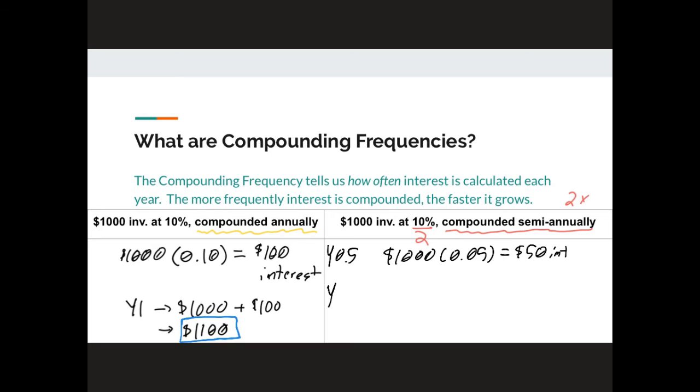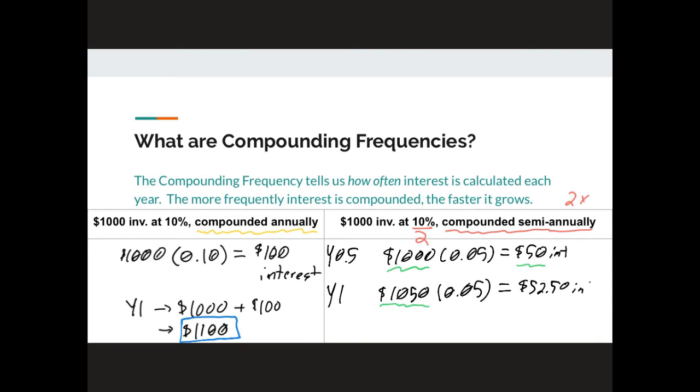And then at the end of the year, we would calculate another 5%, but that would be based on this original principal plus the $50 of interest that we earned halfway through the year. So $1,050. So this is the sum of our original investment and the $50 of interest. And we would calculate another 5% of that because that's half of 10%. So this is compounded semi-annually.